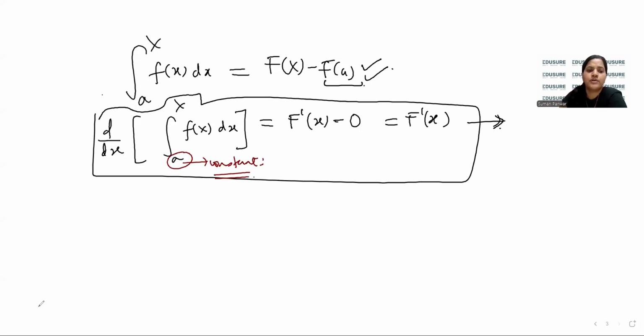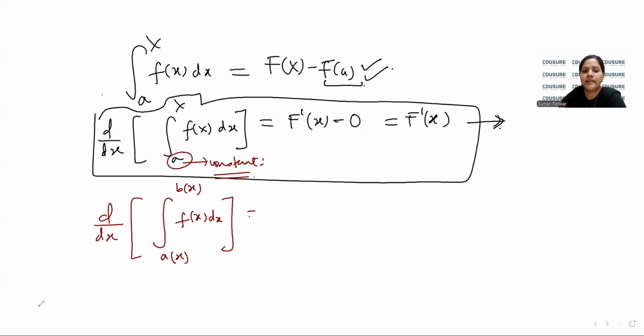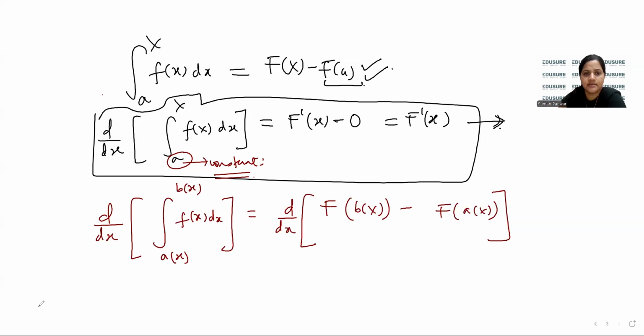Okay. So suppose you have these limits as a function of x over here and a function of x over here, f of x dx. So this is nothing but d by dx of capital F of b(x) minus capital F of a(x). What we are doing by definite integration is just replacing these limits. So the upper limit is b(x) and the lower limit is a(x).